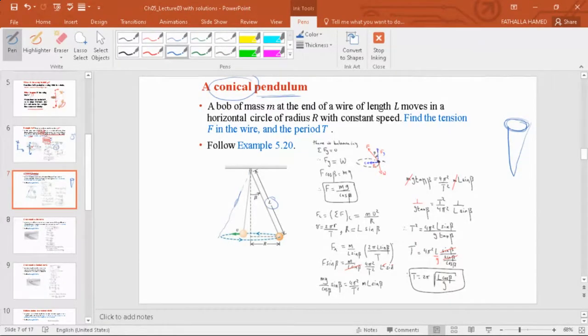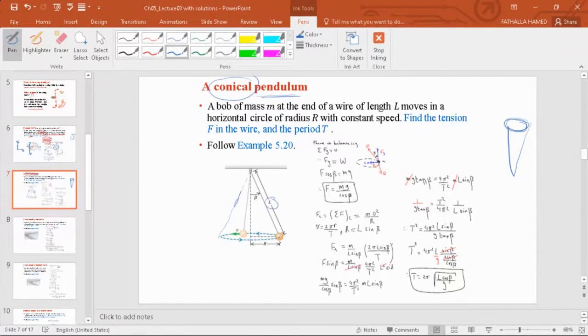A bob of mass M at the end of wire length L moves in a horizontal circle of radius R with constant speed. Find the tension F in the wire and the period T. Usually in pendulums, you want to find the period. So what's the period in this case here?